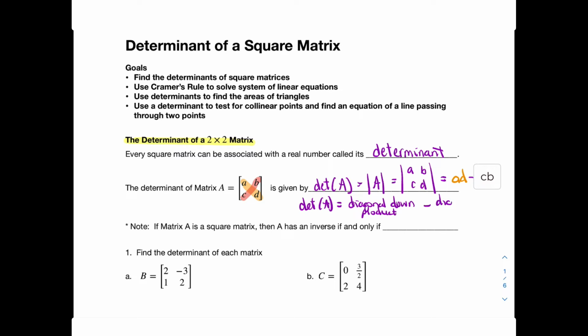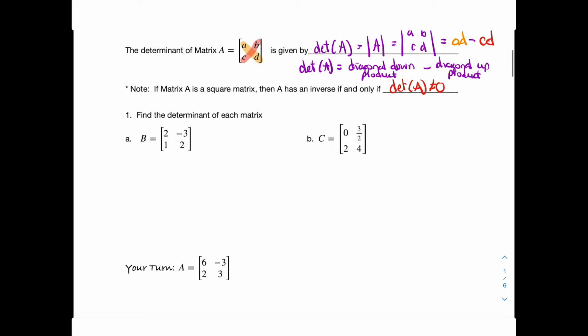So the determinant of A is found by taking the product of your diagonals down minus the product of your diagonals up. And if matrix A is a square matrix, matrix A has an inverse if and only if the determinant of A is not equal to 0. Because if the determinant of A is equal to 0, then you do not have an inverse.